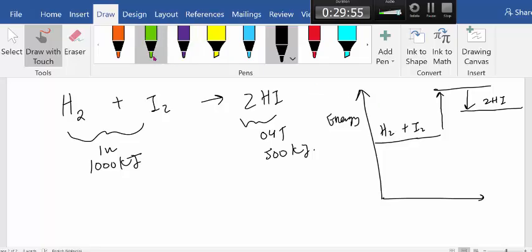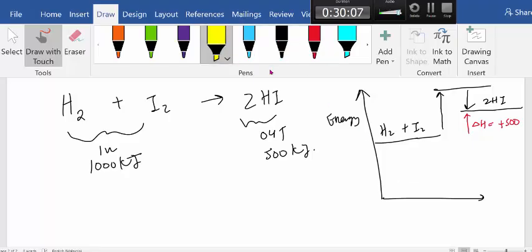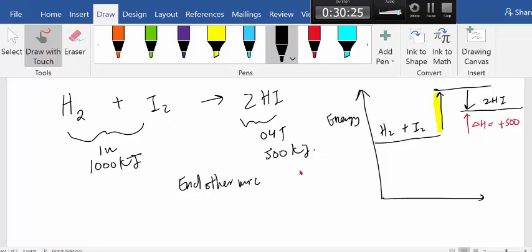Okay, so my change in energy is from here to here. How much? Positive 500. Can you see the difference? Okay, is this still the activation energy? Yes, it's still. But now the product has more energy or less energy than the reactant? More, because it's endothermic. So for an endothermic reaction, the enthalpy change is positive.